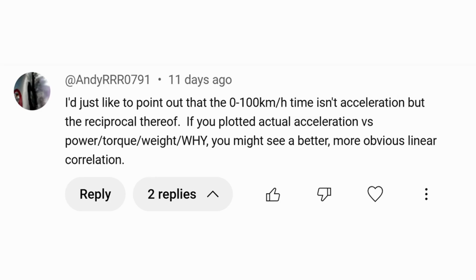And there's a comment from Andy RRR 0791 who wanted to point out that the 0 to 100 time isn't actually the acceleration, it's the reciprocal of the acceleration. And you're exactly right. If we wanted to get an idea of the average acceleration, we could take that velocity that we end up with and divide it by the time.